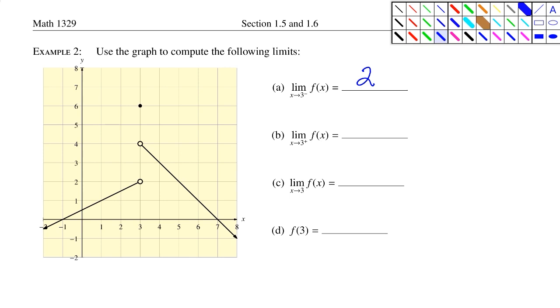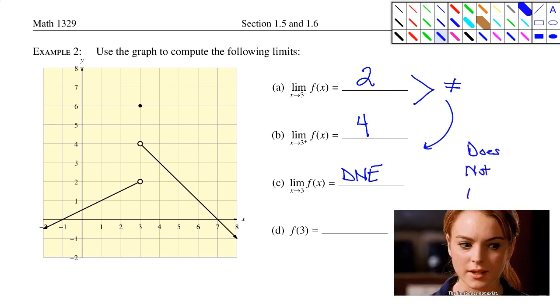Part B, the limit as x goes to 3 on the right side of f of x. Well, we follow the curve on the right side, and as we get closer and closer to 3, we can see that the y values are approaching 4. Part C, the limit as x goes to 3 of f of x. This is the two-sided limit. Now the two-sided limit exists only if the two one-sided limits exist. Well, these are not equal. So that means that this limit does not exist. And we write DNE, which stands for does not exist.